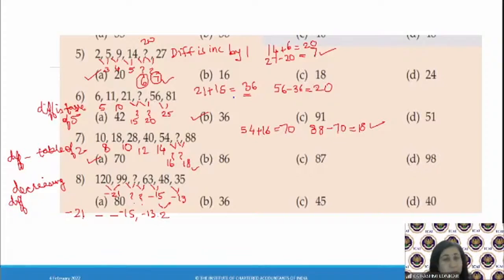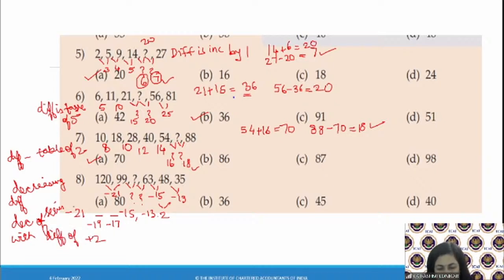Minus 21 plus 2 is how much? Minus 19. Minus 19 plus 2 is how much? Minus 17. Minus 17 plus 2 is how much? Minus 15. So my series is this way. It is a decreasing series, and the difference of the decreasing series is plus 2.